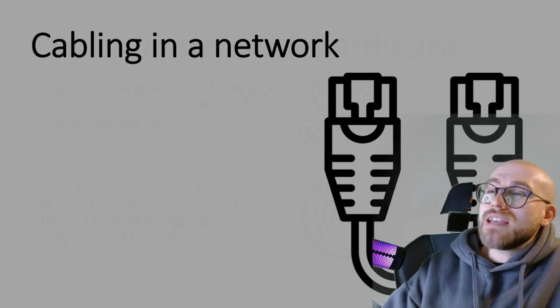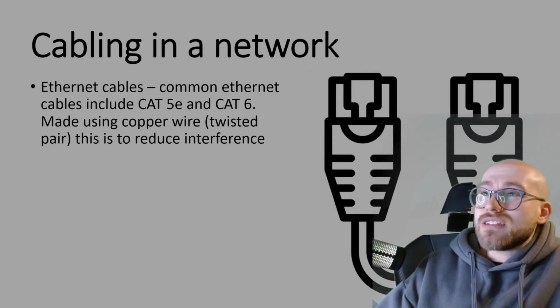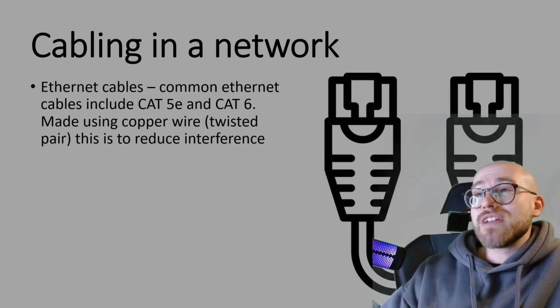Okay, next is cabling in a network. So the most common cable that you will come across is the Ethernet cable. And you won't really need to know this for your exam, but the most common forms of Ethernet cable are Cat5e and Cat6. The actual structure of these cables, they are made using copper wire, sometimes referred to as a twisted pair. And the reason that happens is to reduce interference, which allows the data to travel quicker.